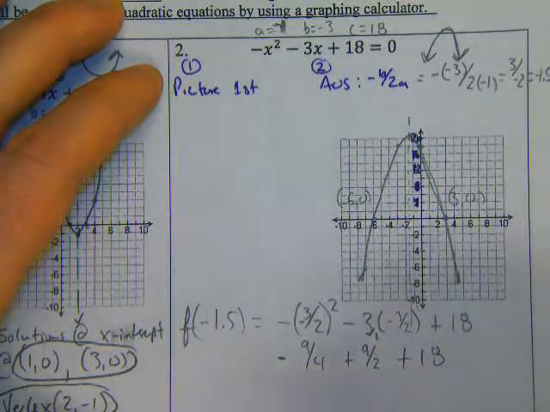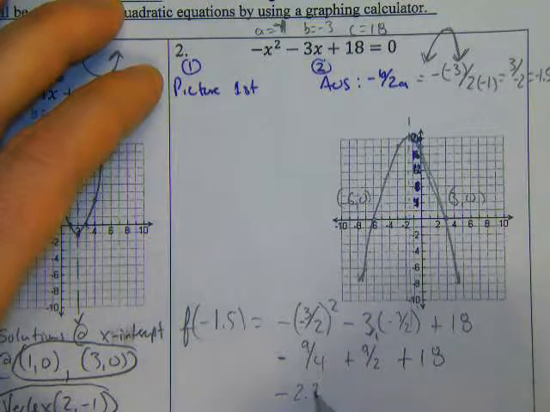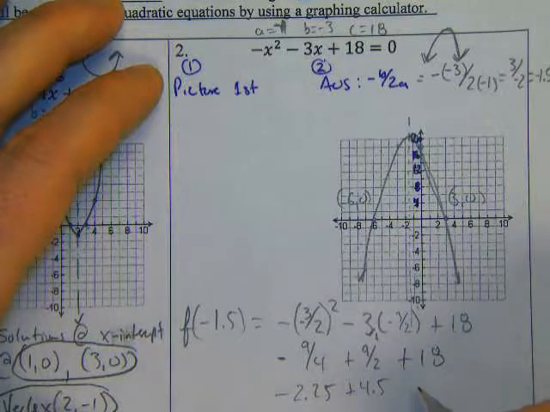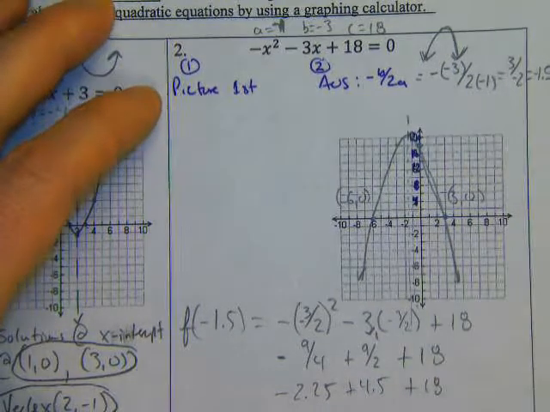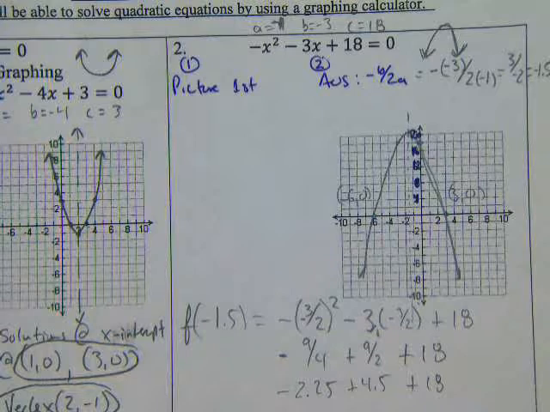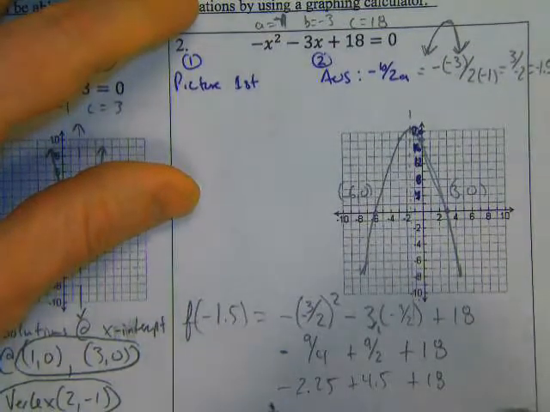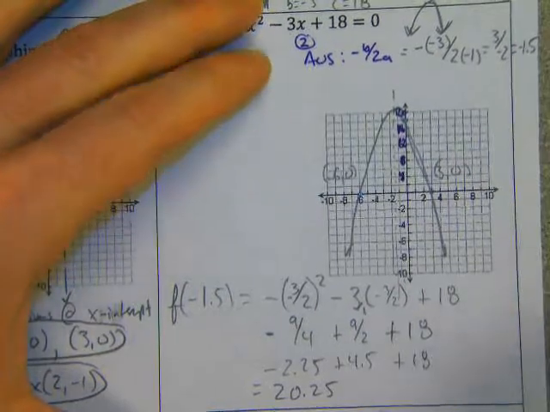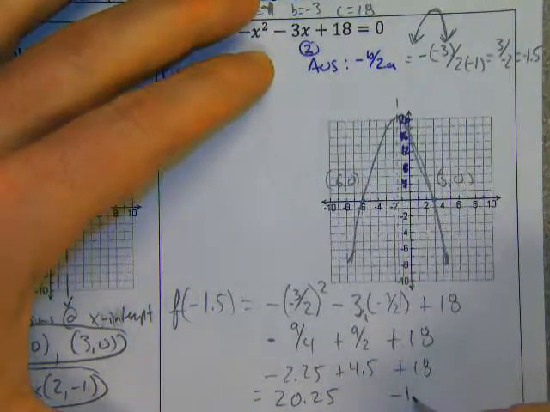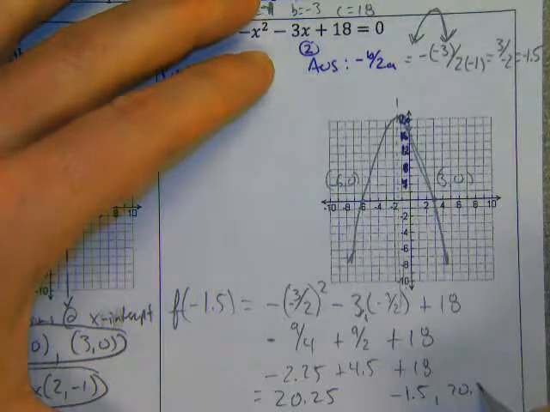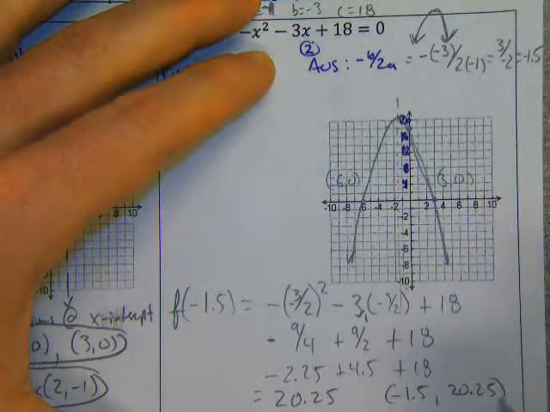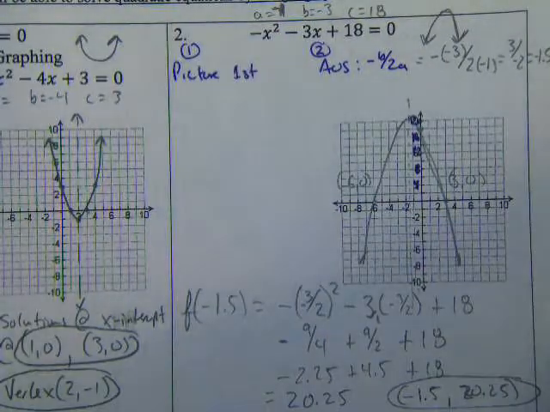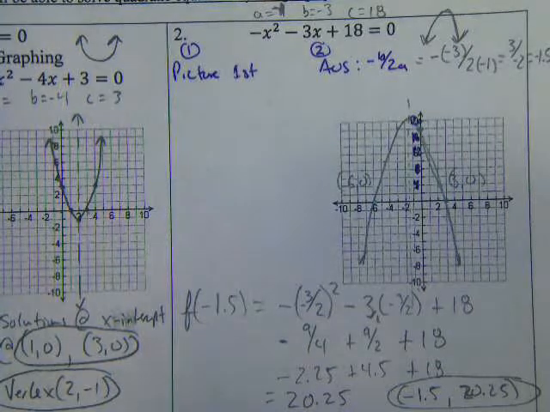Now I went to decimals. So I divided that out and I got negative 2.25. And I got 4.5. And I got 18. And when I threw that in my calculator, I got 20.25. So the vertex is negative 1.5 comma 20.25, and that should check with what I did here.